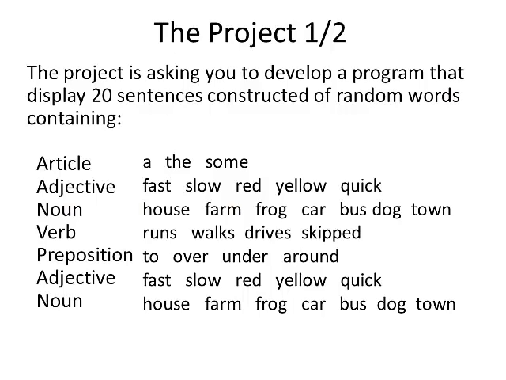The project is asking you to develop a program that will display 20 sentences constructed of random words containing an article, adjective, noun, verb, preposition, adjective, and a noun. An article are words like a, the, some. Adjectives are fast, slow, red, yellow, quick. Nouns, house, farm, dog, frog, whatever. Verbs are action words, run, walk. Prepositions, to, over, under, and around. Adjectives, fast, slow, again, and then another noun.